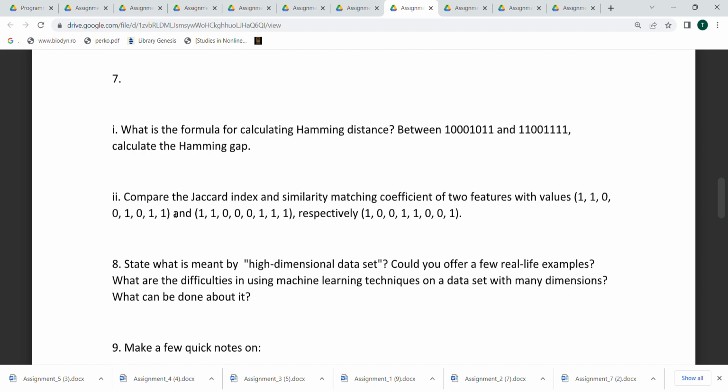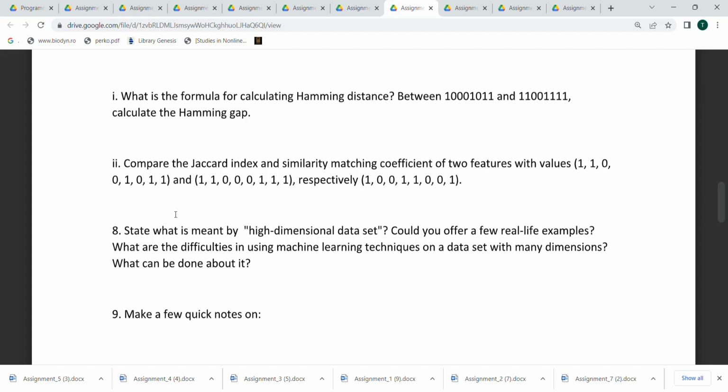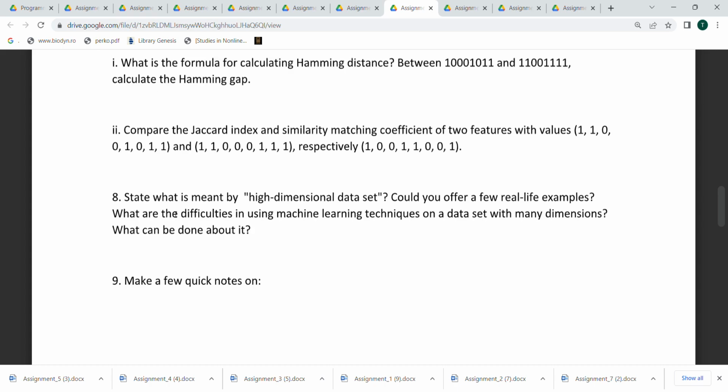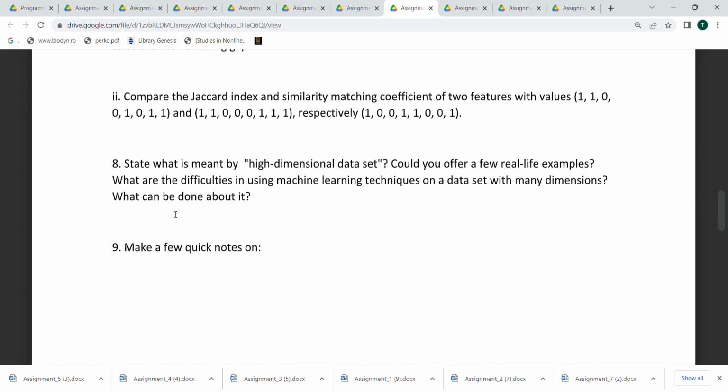Calculate the Hamming distance. Compare the Jaccard index and simple matching coefficient of two features with the given values. State what is meant by a high dimensional dataset. Could you offer a few real life examples? What are the difficulties in using machine learning techniques on a dataset with many dimensions? What can be done about it?